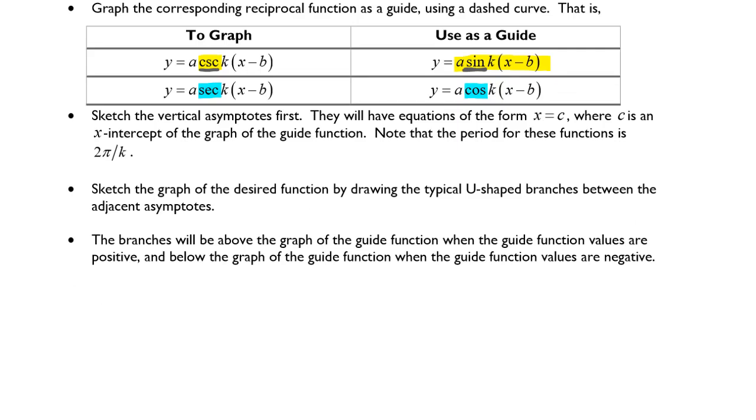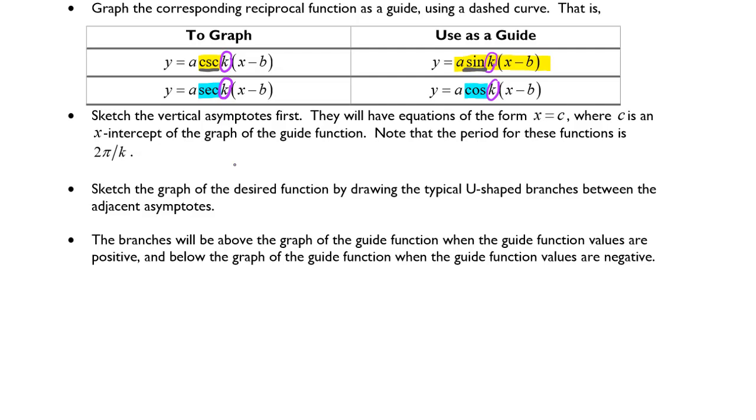We'll sketch the vertical asymptotes first. They will have equations of the form x equals c, where c is just an x-intercept of the graph of the guide function. Note that the period for these functions is 2 pi over k. That's on purpose, so this goes a little faster. So if k is factored out, then it helps us very quickly determine what our number of periods will be and the length of the periods.